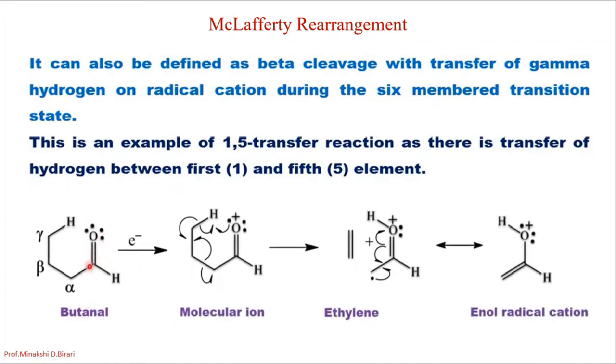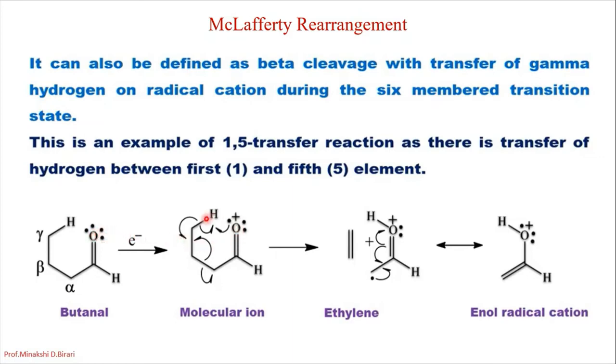If we locate the position, here is the carbonyl group. So the first position alpha, then beta, then gamma. So it is the gamma carbon to which this hydrogen is attached, so it is called a gamma hydrogen. And there is a transfer of hydrogen from the gamma position to the heteroatom containing pi electrons. If we consider here, that is the first position and it is the fifth position. So there is a transfer of hydrogen between the first and fifth element. So this is an example of a 1,5 transfer reaction.